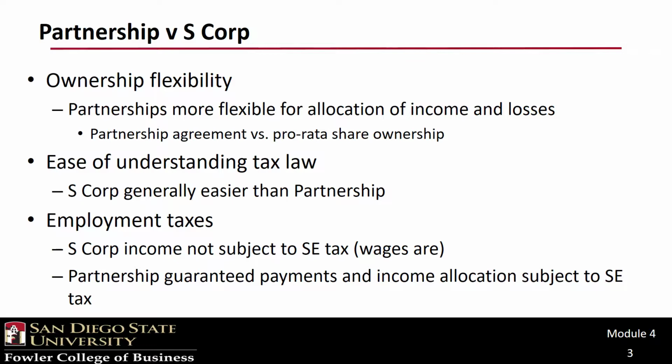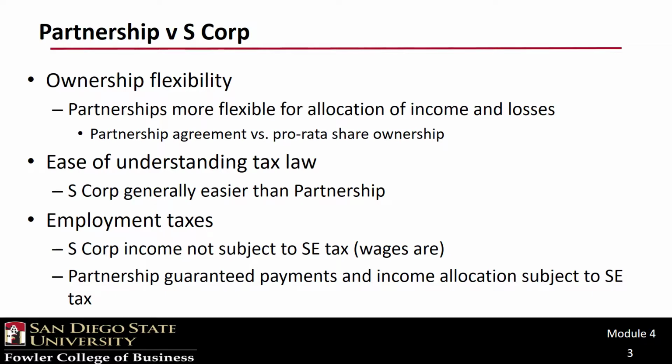If the owners simply want the income items to be split pro rata anyway, then the S-corp is easily understood. Partnership agreements can be customized, and thus customization can be complex. In general, the tax law surrounding S-corps is easier than partnership tax law. Because S-corps have more predictable ownership rights, the tax law can deal with it more easily.